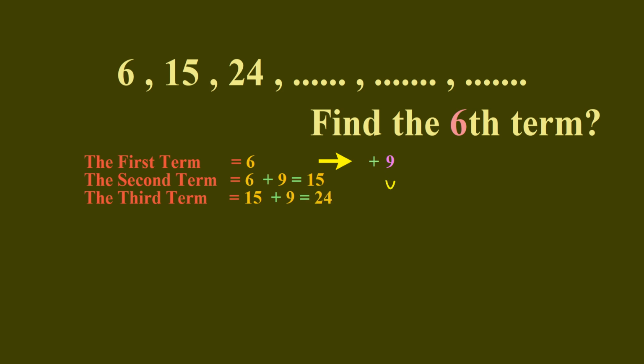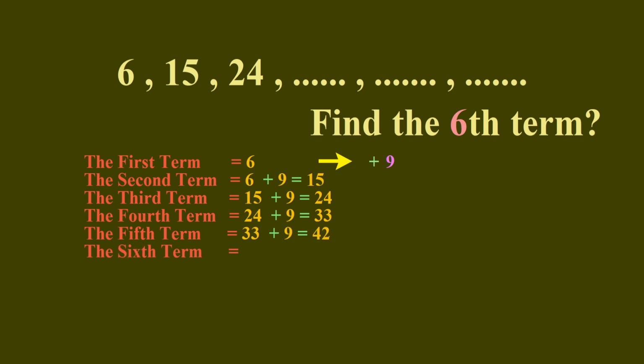And so on. We can get the fourth term by adding 9 to the third term. So the fourth term is equal to 24 plus 9, which equals 33. And the fifth term is equal to 33 plus 9, which equals 42. By the same method, we can get the sixth term, which equals 42 plus 9, which equals 51. And the seventh term is equal to 51 plus 9, which equals 60.